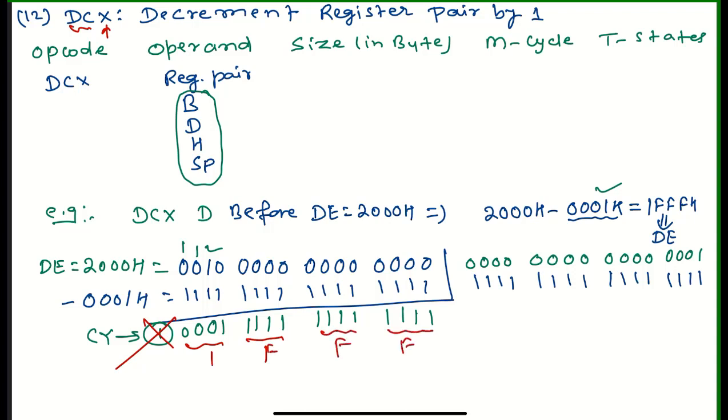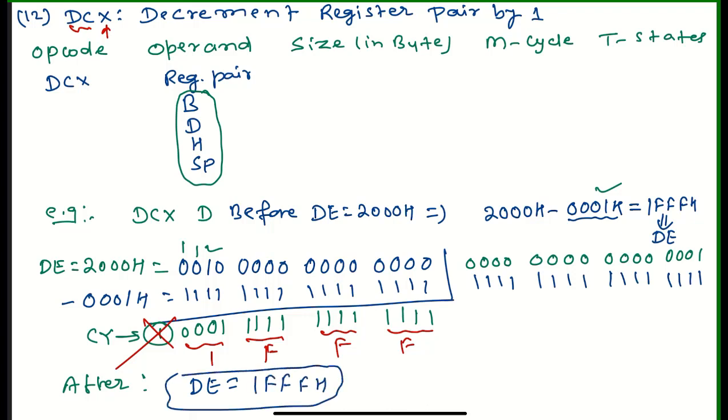So as a result, after the execution of this instruction, the DE register pair will have 1FFFH. This is the value, or ultimately in this format we can show it here.